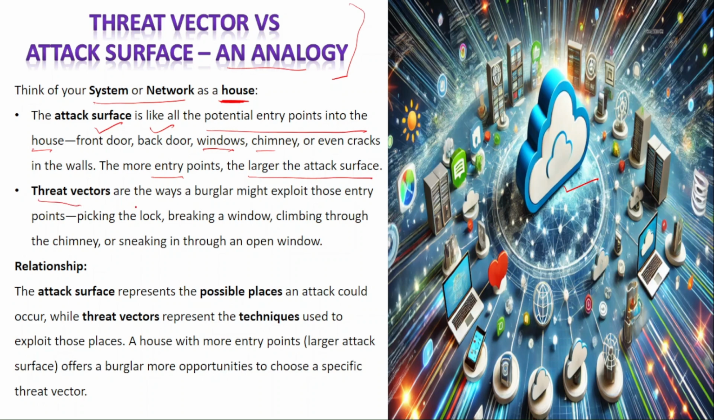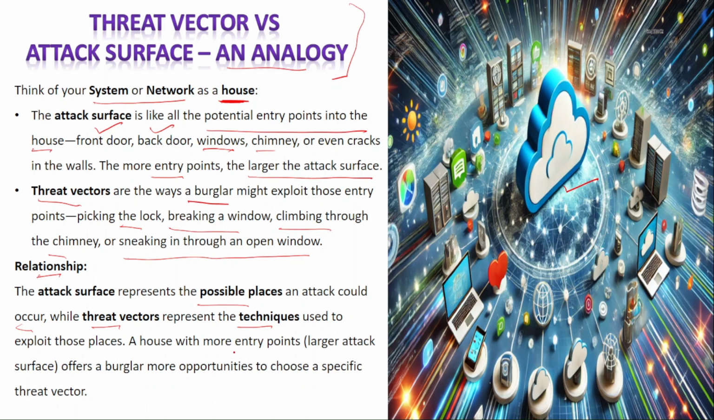And the threat vectors are the ways a burglar might exploit those entry points to enter your house. For example, picking the lock of the door, breaking a window, climbing through the chimney, or sneaking through an open window. So again, the relationship is that the attack surface represents the possible places an attack could occur, while the threat vector represents the techniques used to exploit those places.